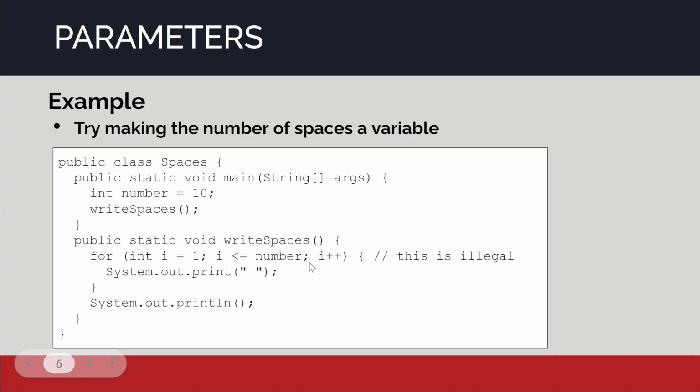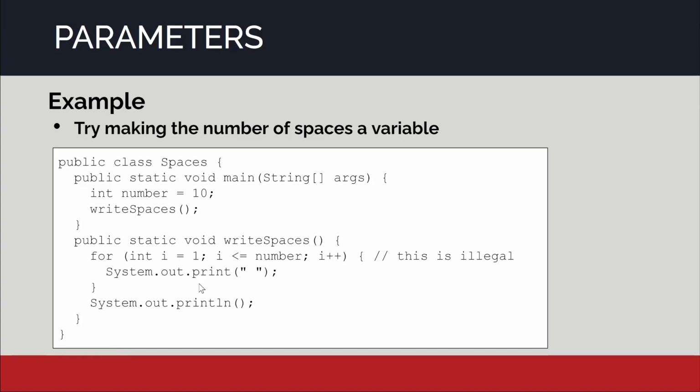The problem with that, though, is that this is illegal. And the reason why is because of something we've already talked about. It's scope. The scope of this variable, since it's declared in the body of the main method, ends at this curly brace. So it cannot be read within the writeSpaces method. So there's one good idea that's out the window. So what should we do?